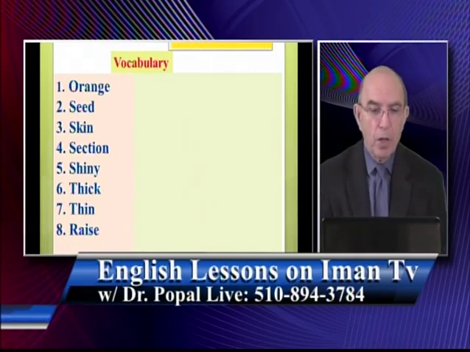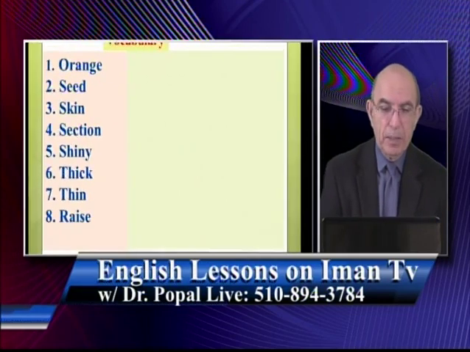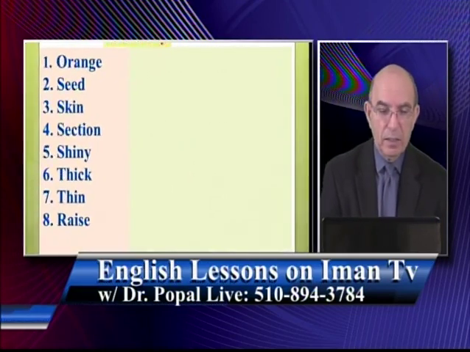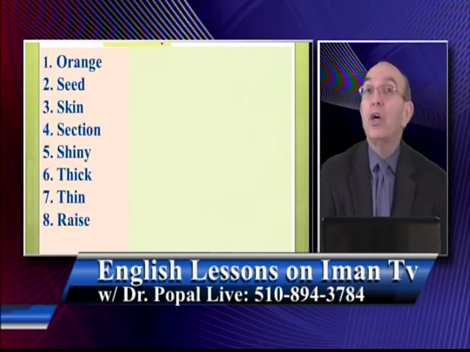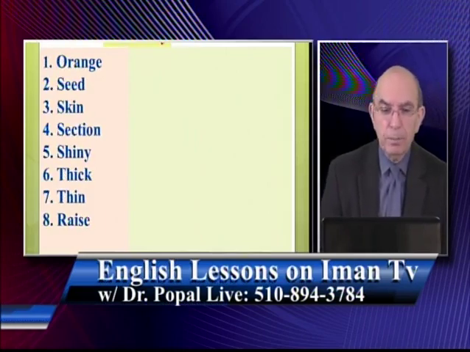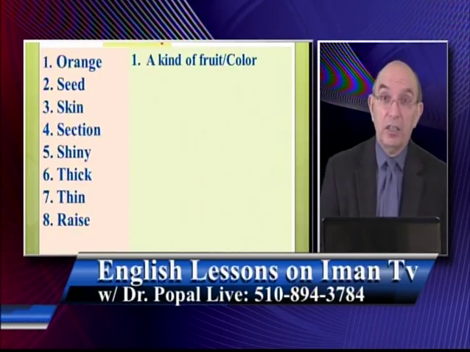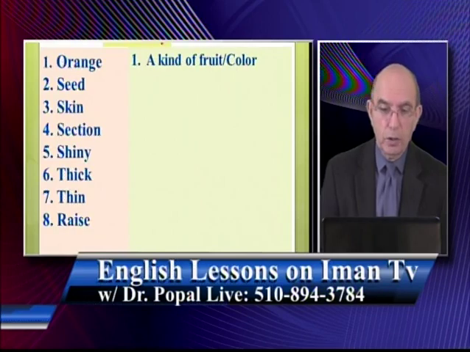Please repeat. Orange, seed, skin, section, shiny, thick, thin, rays. So orange, what's the answer? It's a kind of fruit. It's also what? A color. Orange car, orange door, orange sweater, something.